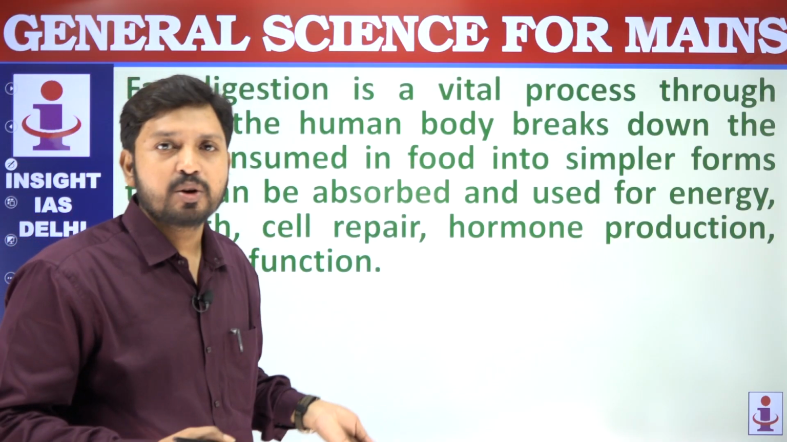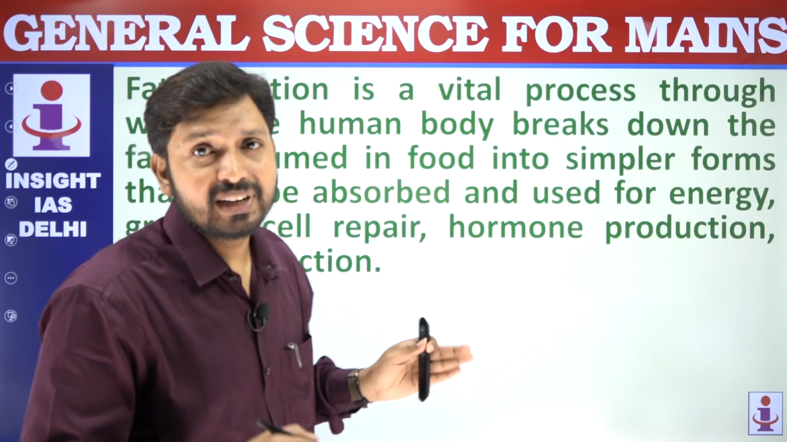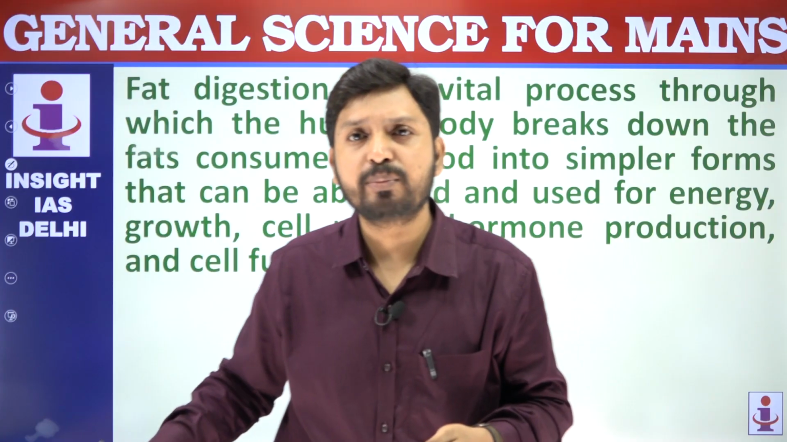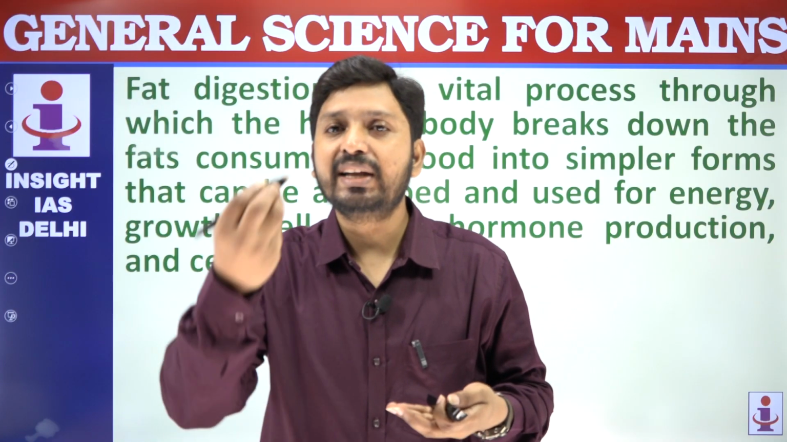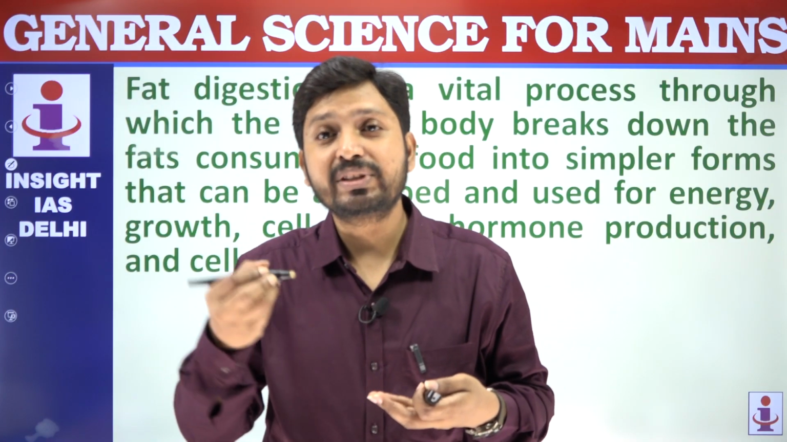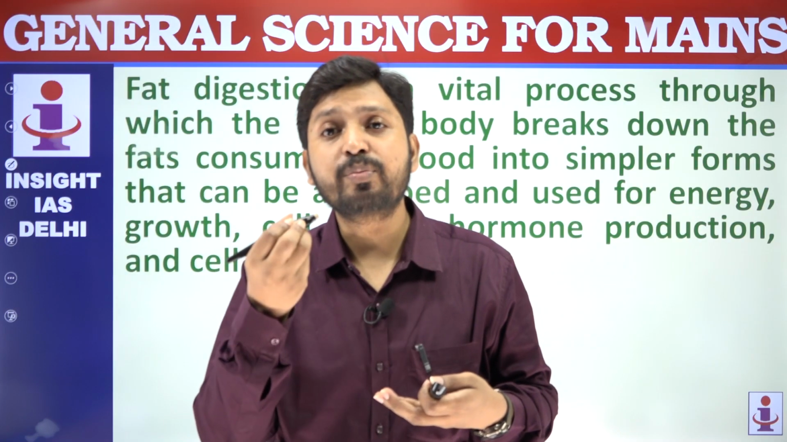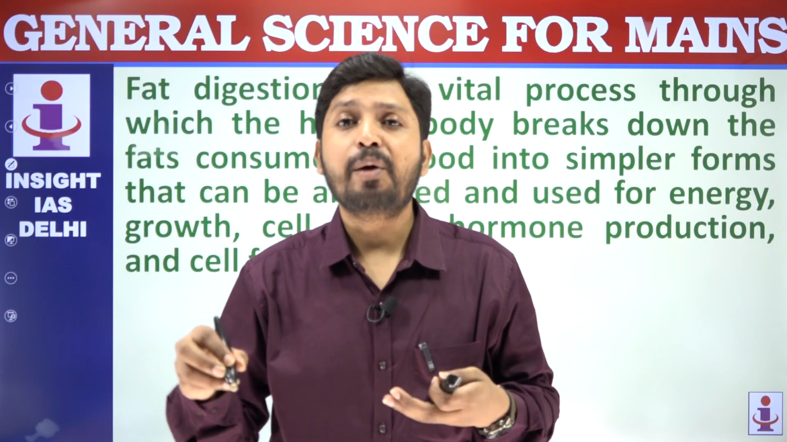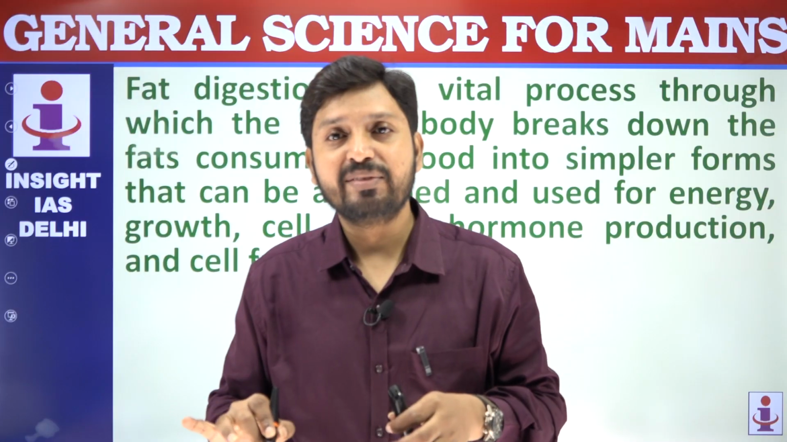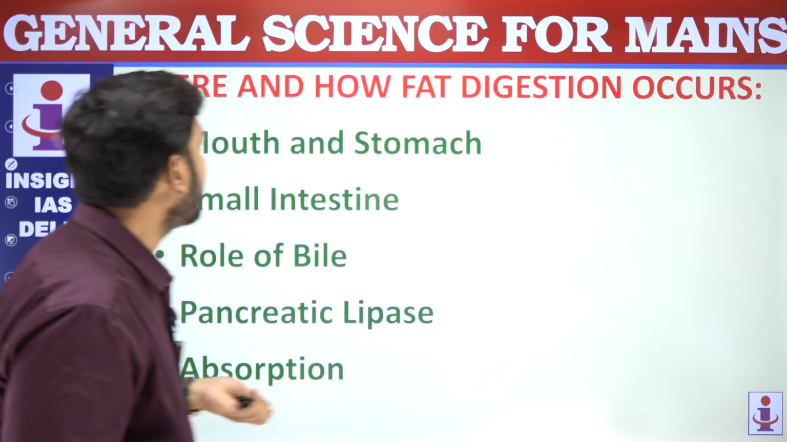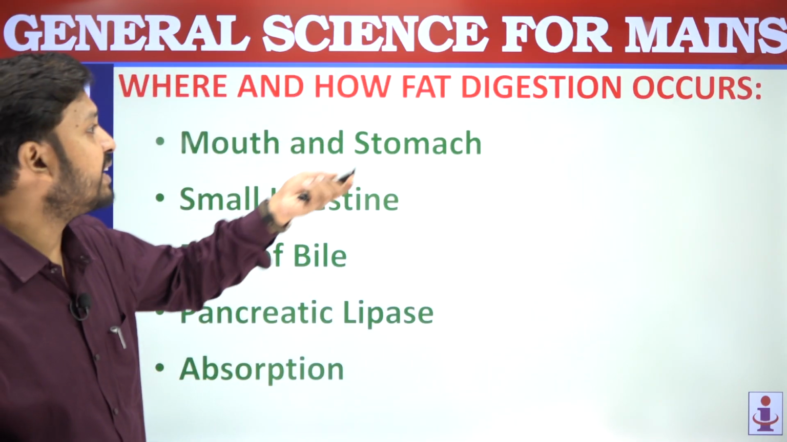So this is the normal fat digestion process, and we'll see where it takes place. Whenever we start taking food, initially we chew, right? So fat digestion starts from the mouth and is completely done at the small intestine level. We'll see step by step where it takes place. So where and how is fat digestion occurring?